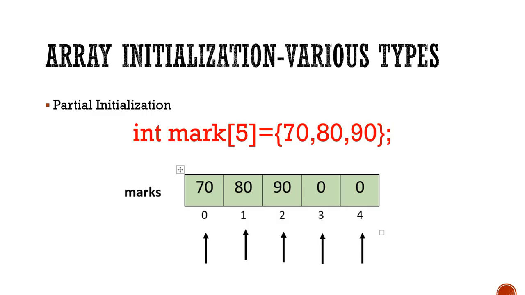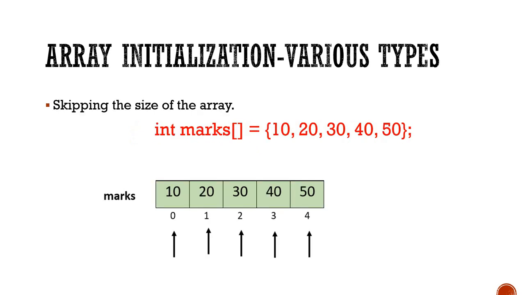So if no value has been initialized, then it will be considered as 0. So this explains the partial initialization.